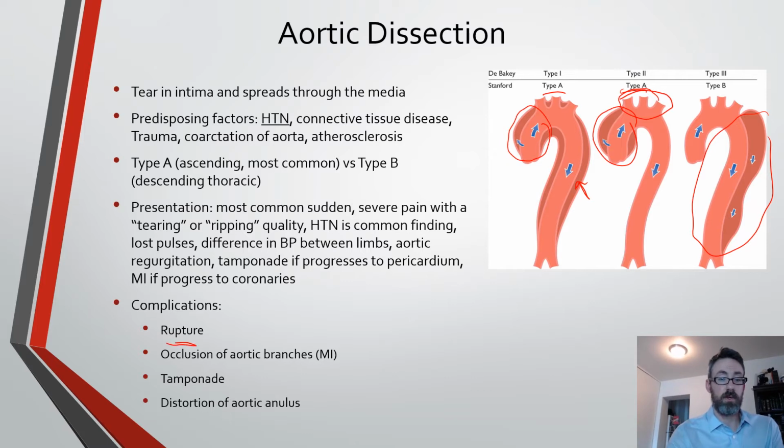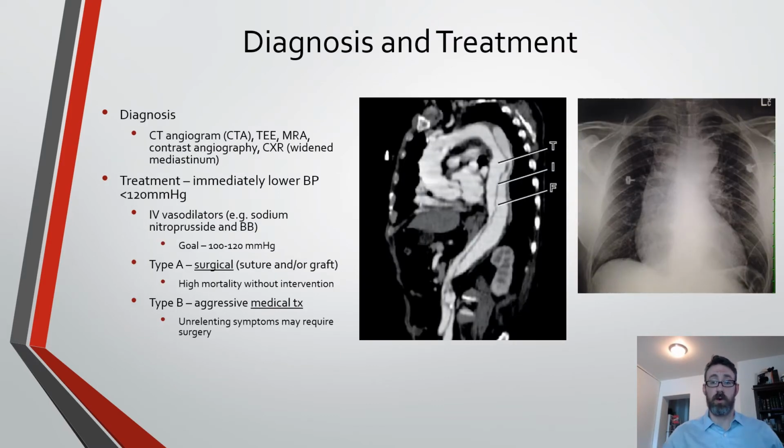So, you can get a rupture, which of course is something we're concerned about, rupture and then bleeding, hemorrhaging. Occlude the branches of the aorta, which include some of the coronaries. So you can get an MI, tamponade, distortion of the aortic annulus, and of course any of the other vessels along the aorta there. Okay, so for diagnosis and treatment, CT angio, otherwise known as a CTA, is very helpful.